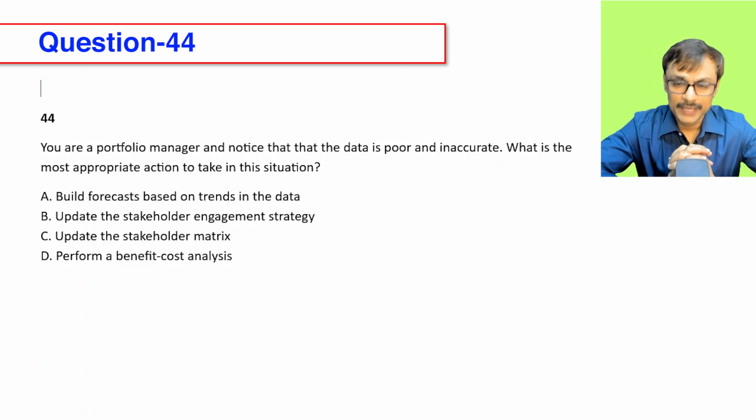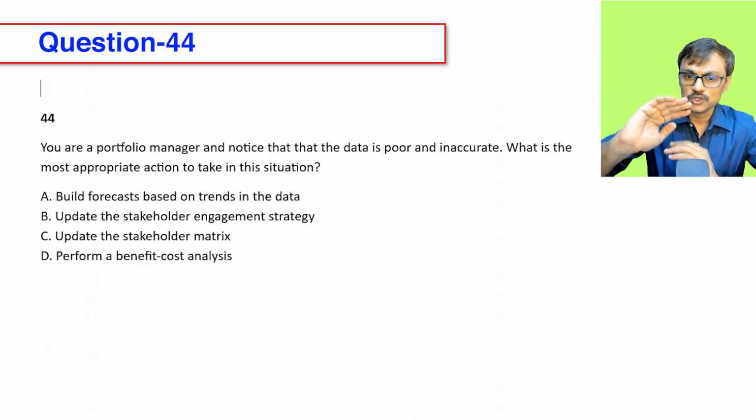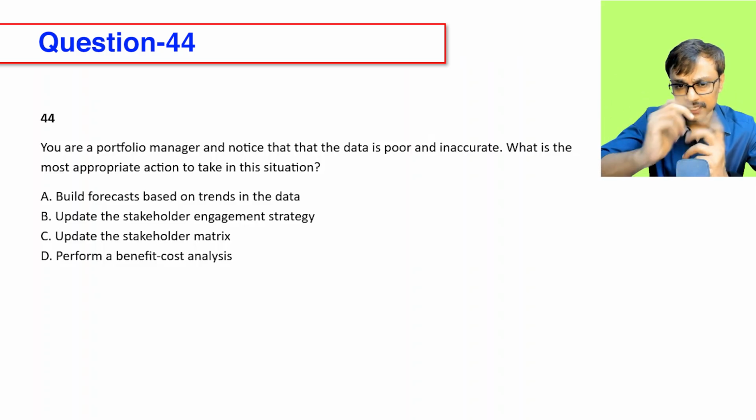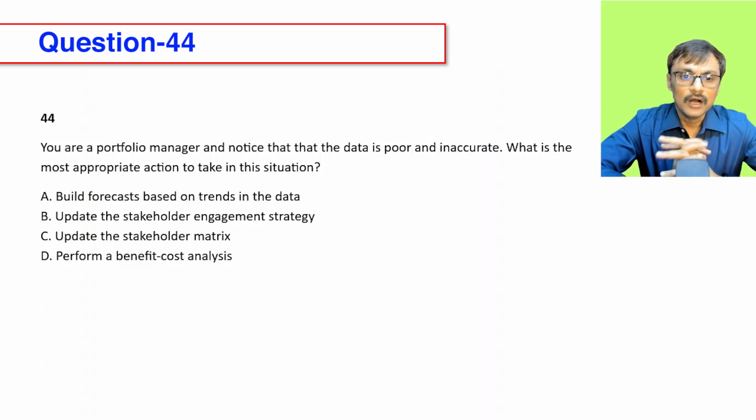Yes, by engaging project managers and program managers, probably I can get better data, but it's a two-step process. It is not directly focusing on the problem at hand. Maybe if I go one level before, it could be a lack of engagement. That's why they are not giving me the data. Update the stakeholder metrics. Yeah.